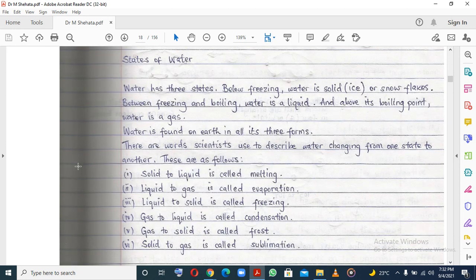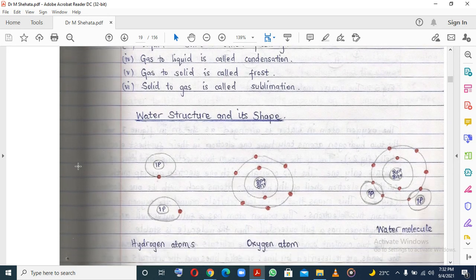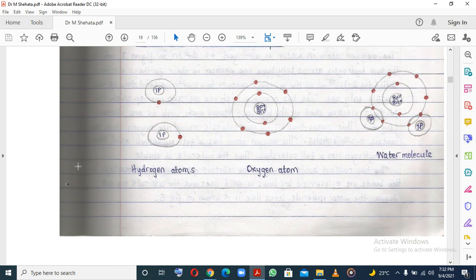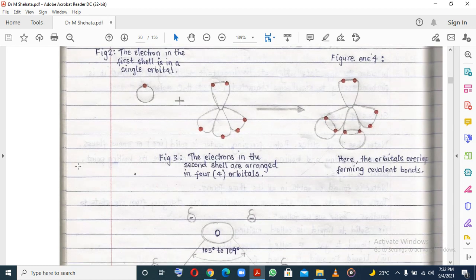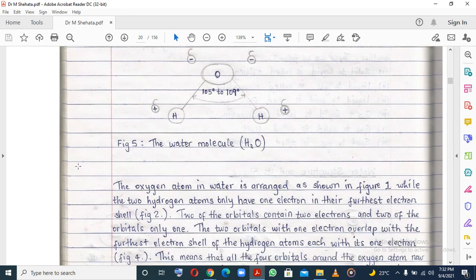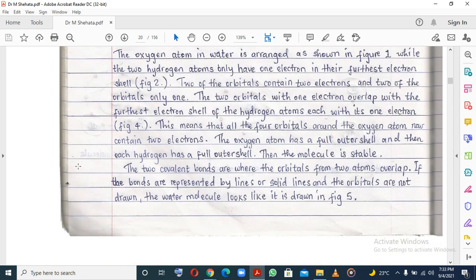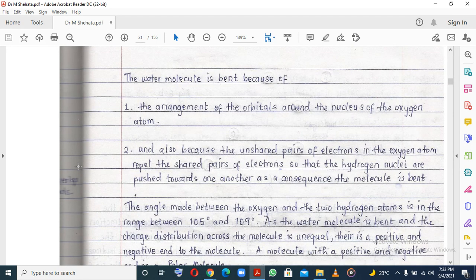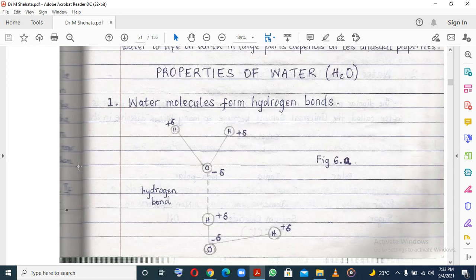And then after this, we went to talk about water, where we explained all those changes in states. We talked about the arrangement of water. So the angle can be from 105 to 109. Yeah, so there's that range. Okay, so properties of water.